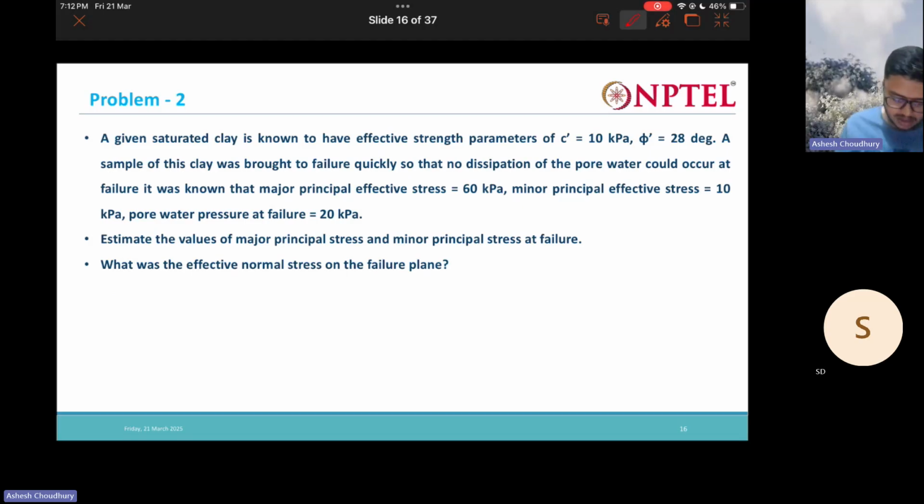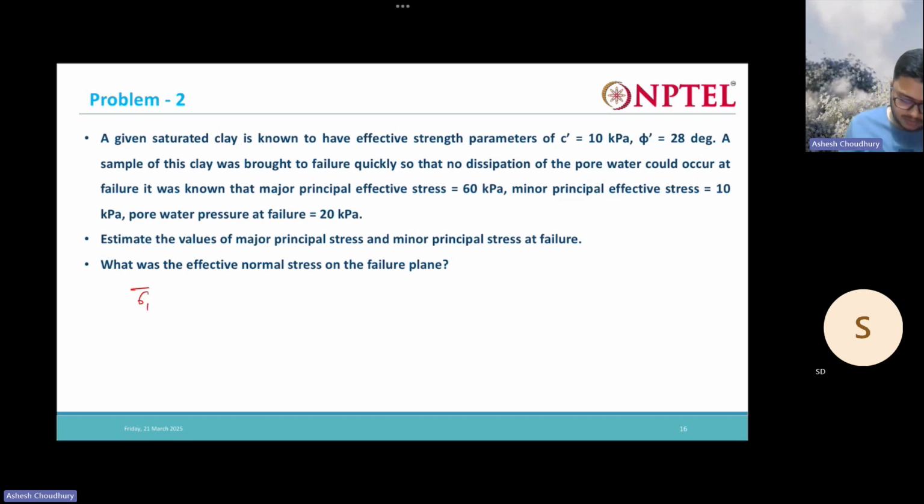Okay, simple, you just have to directly use the relations. First we have the pore pressure at failure is 20 kPa, sigma 1 is equal to sigma 1 prime plus u f, and the sigma 3 is 30.